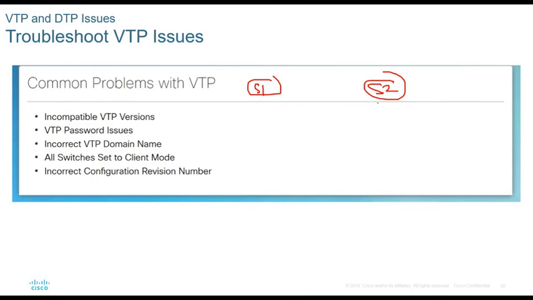The last one is the incorrect configuration of revision number, especially for old switches that are already pre-configured. Kaya nga, it's best, for example, when you have an old switch na kailangan mo i-configure and isasama mo siya sa network, much better if burahin mo muna siya. Try to reset factory or change mode na kaagad from server to transparent maybe, so that the revision number will be set back to 0. Okay? So, yon, no?